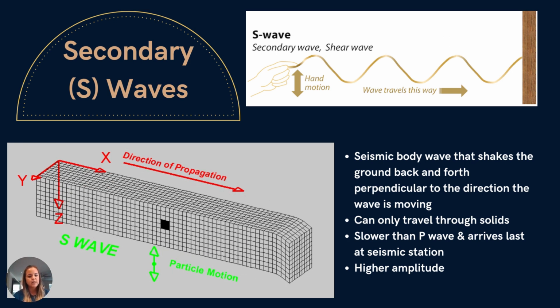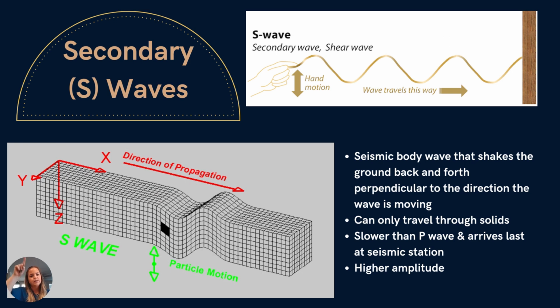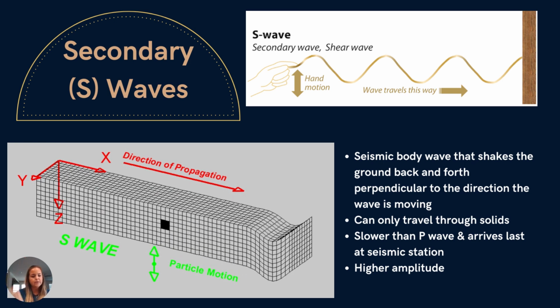So when you see on a seismogram the waves kind of peak up real high, that's when you're starting to see a secondary wave, or the S waves, show up at the seismic station.